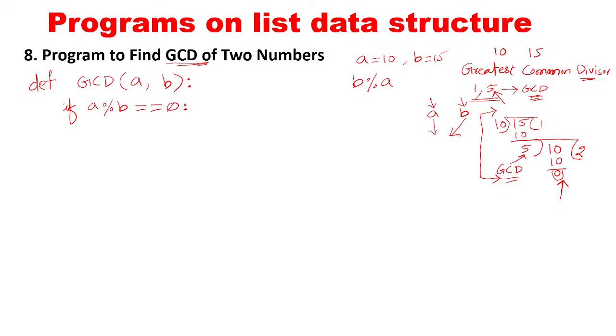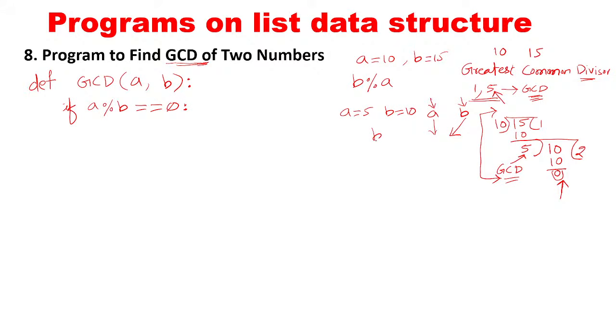So 5 and 10. Which is a and which is b in this case? We are always dividing b with a. So that means we are dividing 10 with 5 here. In that case, a becomes 5, and b becomes 10 here.